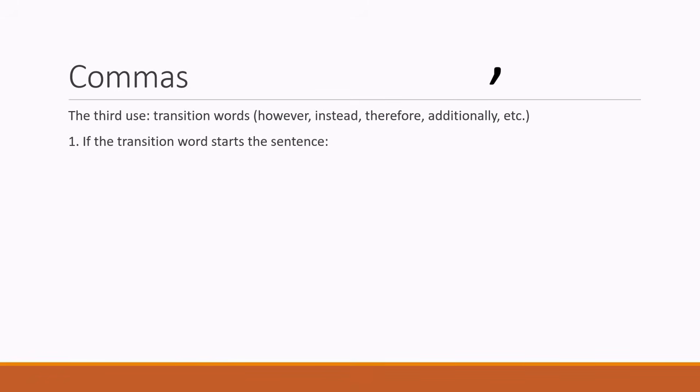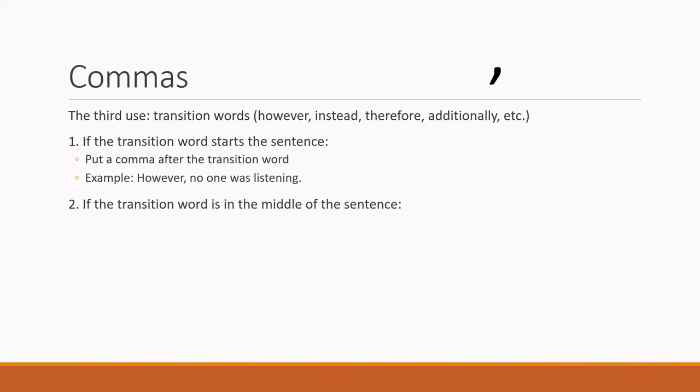Let's go in order. If the transition word starts the sentence, you're going to put a comma right after that transition word. For example, "However, no one was listening." However is one of our transition words. So it starts the sentence, I just put a comma right there, and then continue my sentence. That's all there is to it.